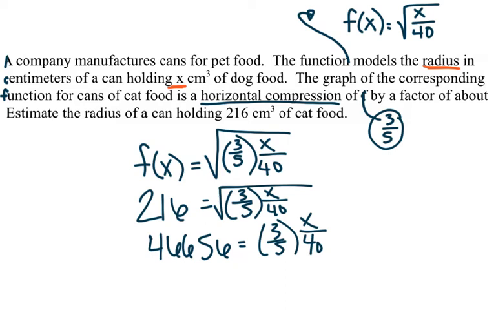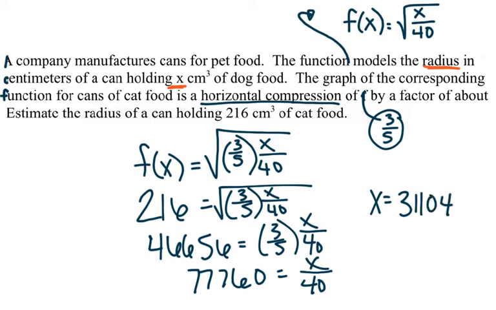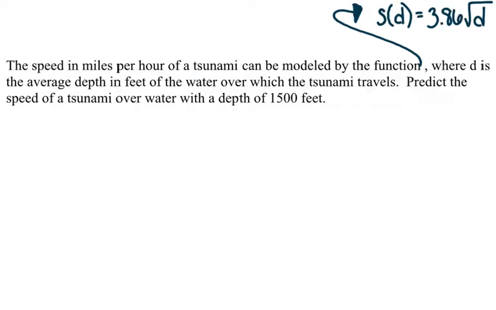I'm going to divide both sides by 3/5. Make sure you're putting 3/5 in parentheses. And then to get rid of dividing by 40, I'm going to multiply by 40. So this one's a big number. Alright, and I think that's what you should get. Alright, let's do a couple more.